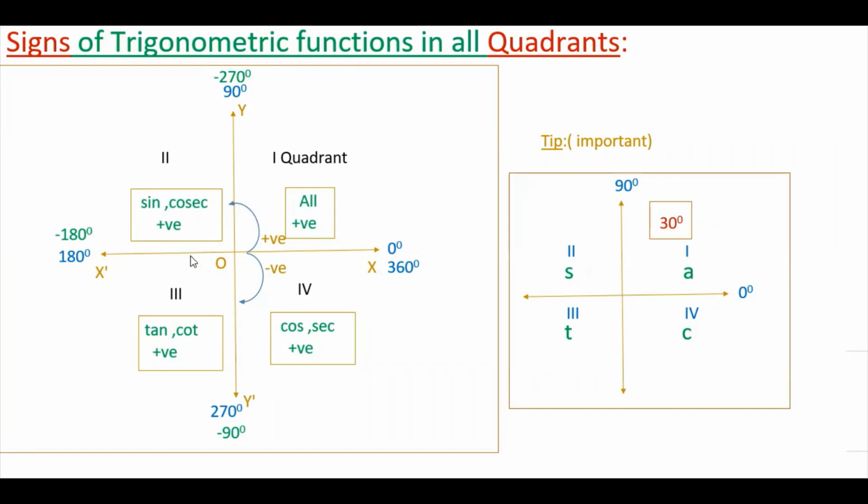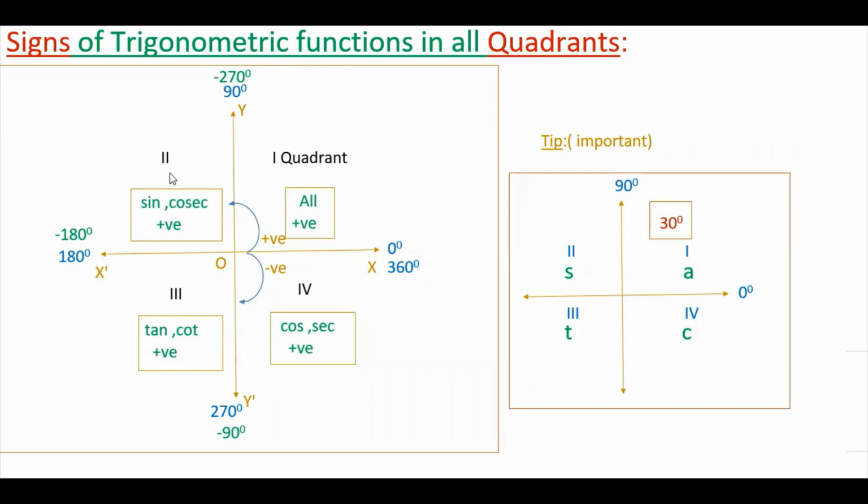So if the angles are positive, you have to take in this direction. If the angles are negative, you have to start from here and the angle direction is in this direction. So for positive angles you take like this, and for negative angles you take like this. Please remember this. And in the first quadrant, all trigonometric functions have positive sign.